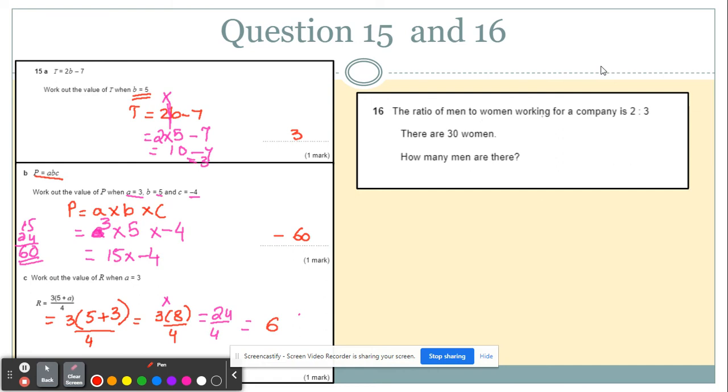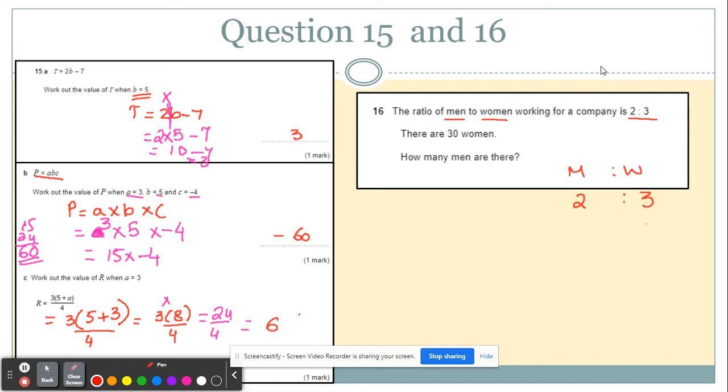The ratio of men to women working for a company is 2:3. There are 30 women. How many men are there? Ratio, always, first of all, always write it in the same order as it is in the question. So ratio of men to women. So we have to write men, ratio, women. Men are 2, women are 3.